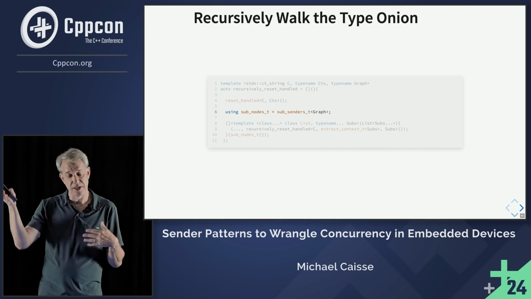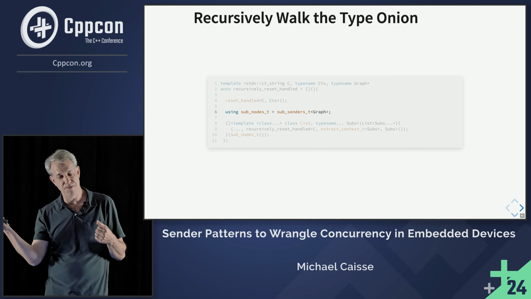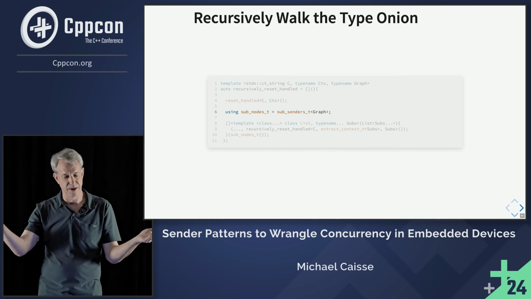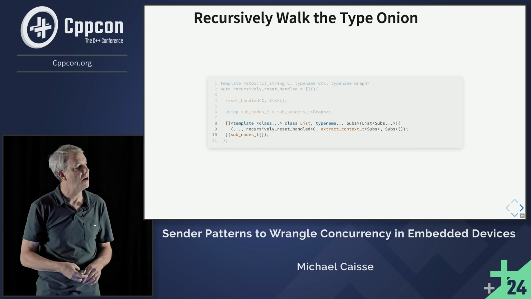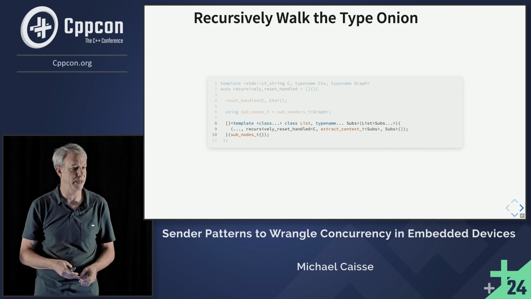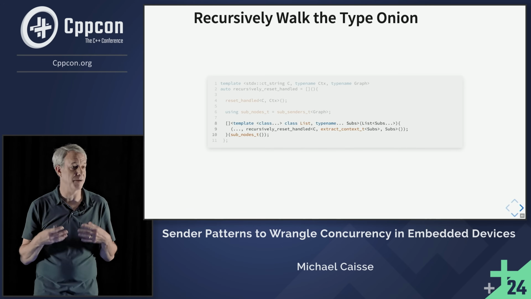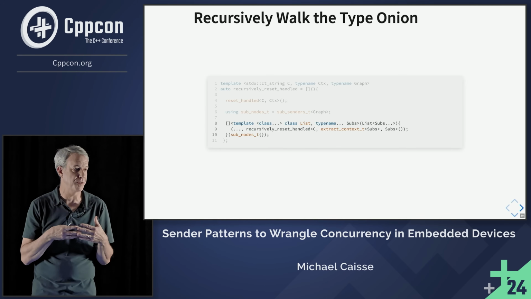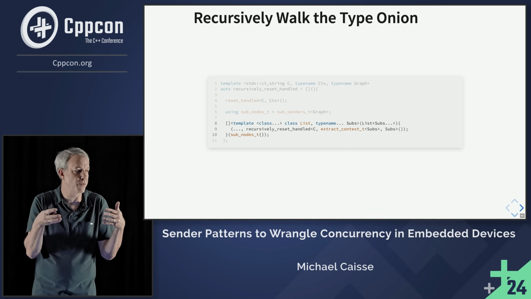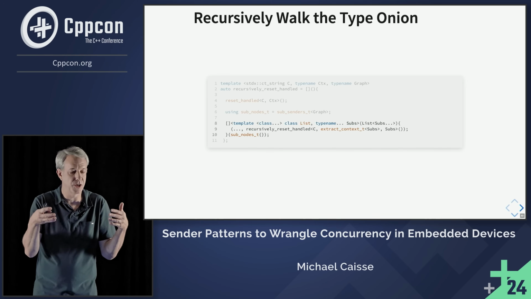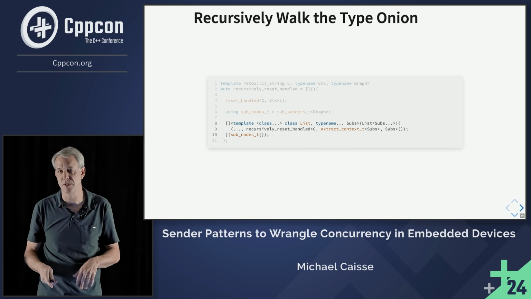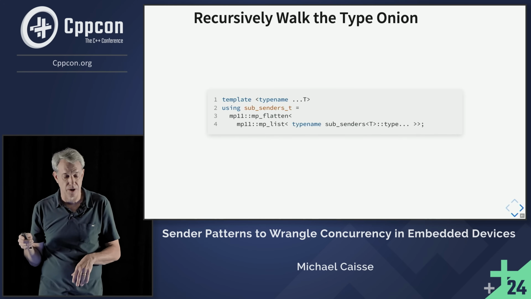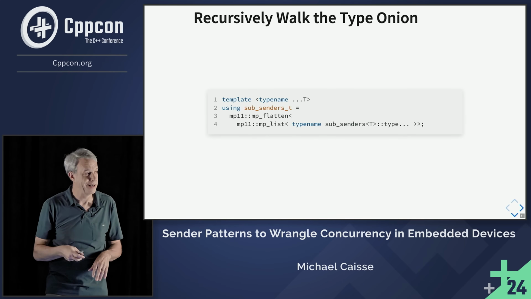Subsenders. So given the graph that came in, can we figure out what are all the subs there? Now we have the subnodes, and we will just call recursively reset handled on all of those subnodes. All right? So at compile time, we're taking the types, we're walking through the types at compile time, and creating these reset handled calls for those types. Cool. All right, so what does subsenders look like?